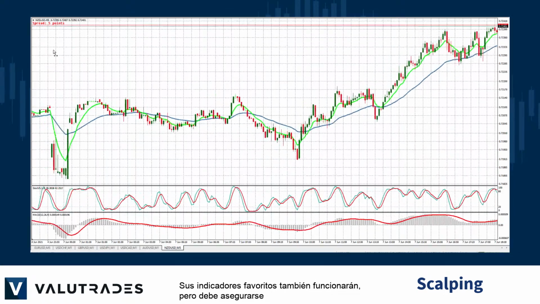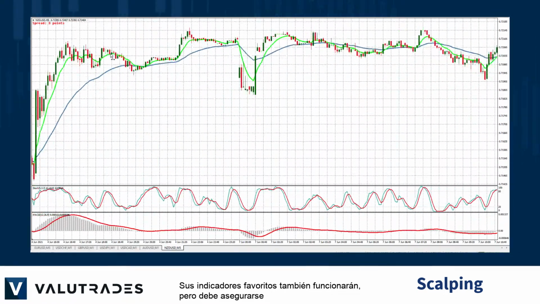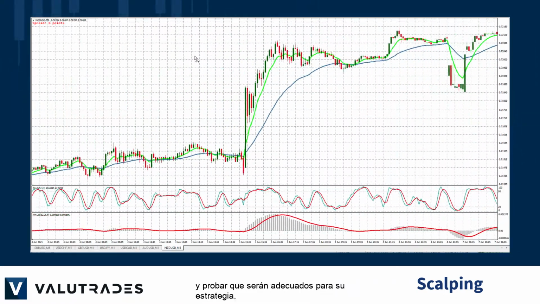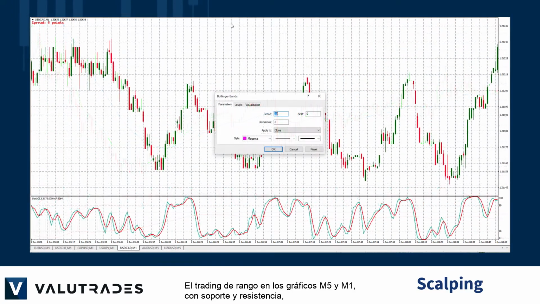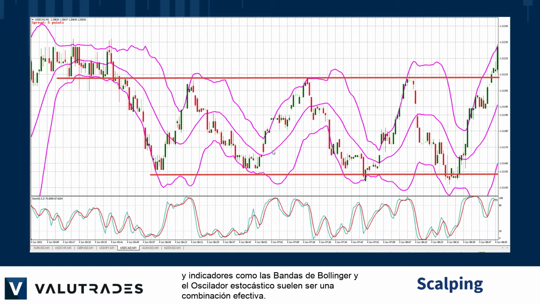Your favorite indicators will work as well, but you must ensure and backtest that they will be suitable for your strategy. Range trading on the M5 and M1 charts with support and resistance and such indicators like Bollinger Bands and the stochastic oscillator are often an effective combination.